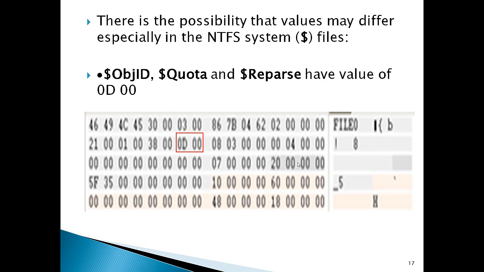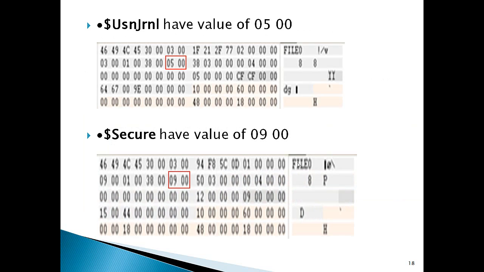So let's take a look here. We have values at offset 22 decimal or hex 16. Object ID, quota, and reparse have values of hex 0D00, and of course if this is byte swapped, it is 13. A value of 0 indicates it's a USN journal. A value of 0900, which is going to be 9 after it's byte swapped, indicates a secure record.